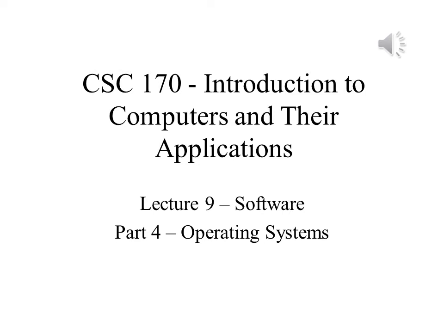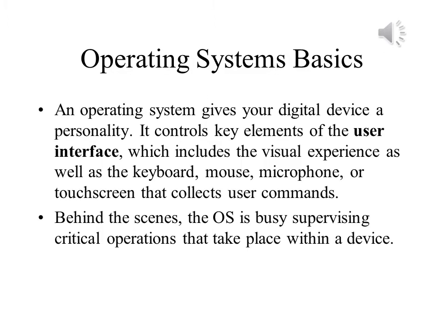In Part 4 of Lecture 9, we will discuss operating systems. As we saw earlier, an operating system serves as an intermediary between the user or his or her applications on one hand and the computer's hardware on the other hand. Although much of what the operating system does is invisible to the user, one part in particular that is visible defines the user's characterization of the operating system, namely, its user interface.